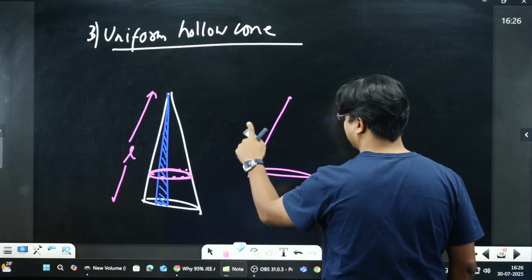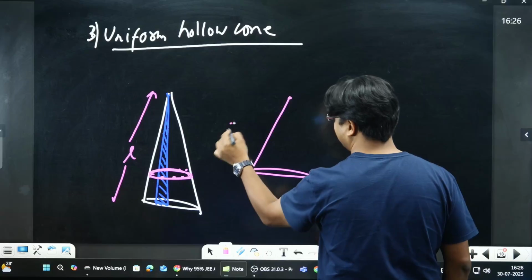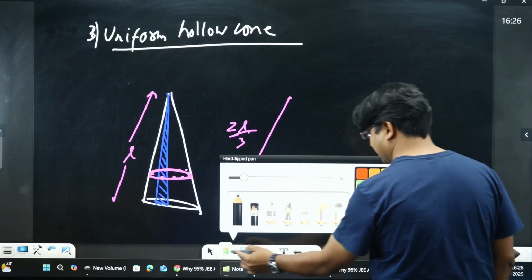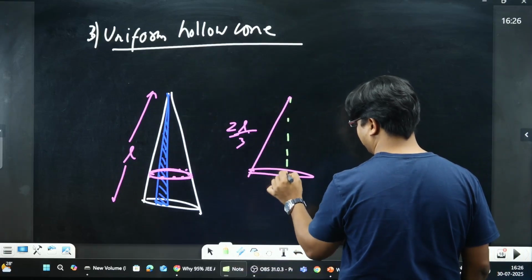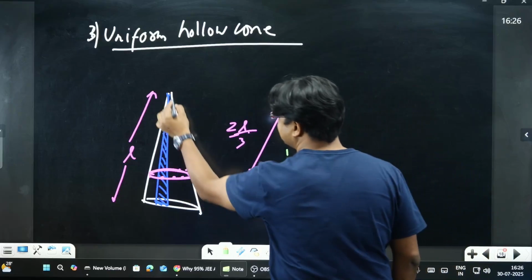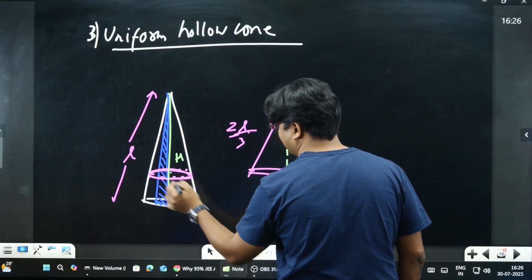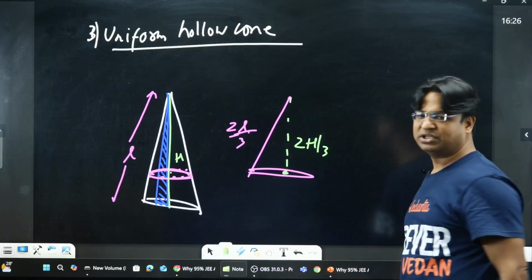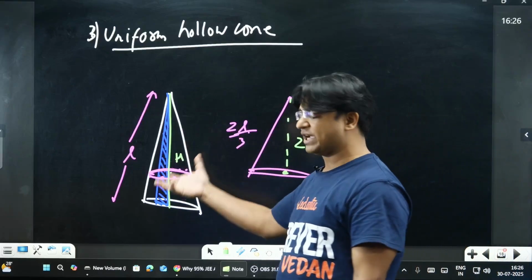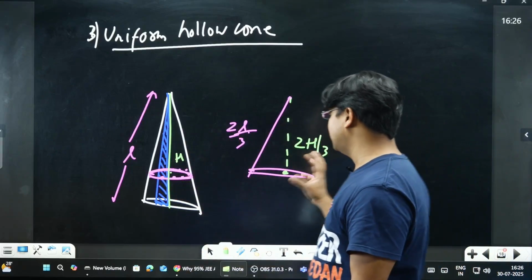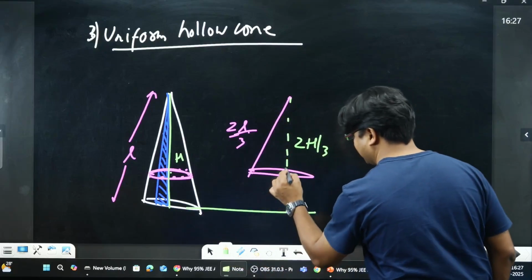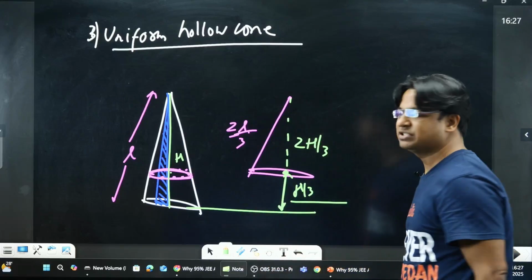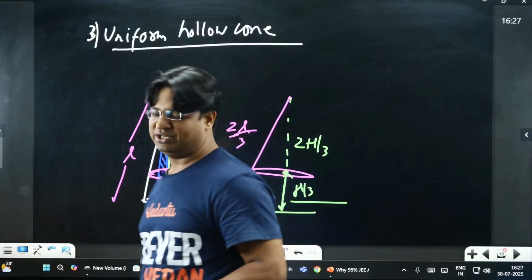Then the center of mass of this ring would be at the center of the ring here. If this total height was h, then this height will be 2h by 3. So we have located the center of mass of the ring, which was actually a collection of triangles. So in effect, we have located the center of mass of this cone at a height of h by 3. So we proved this result also without using any integration.